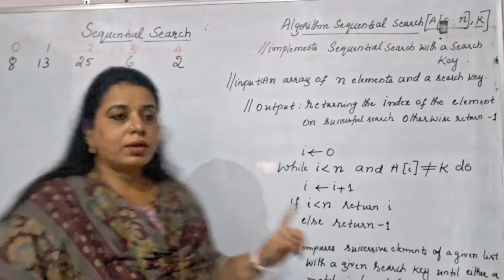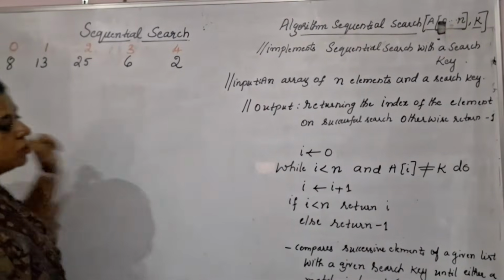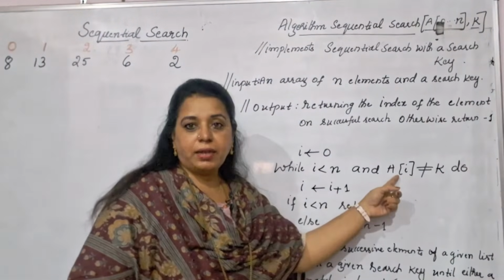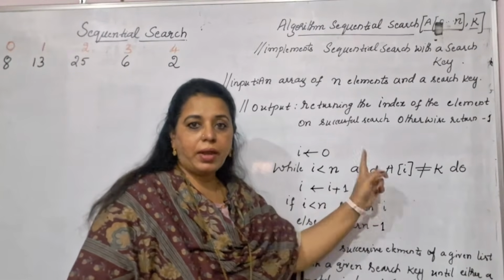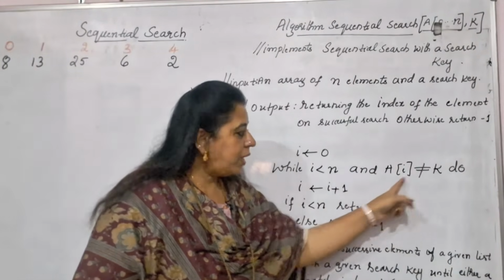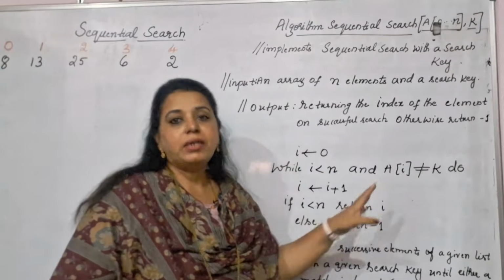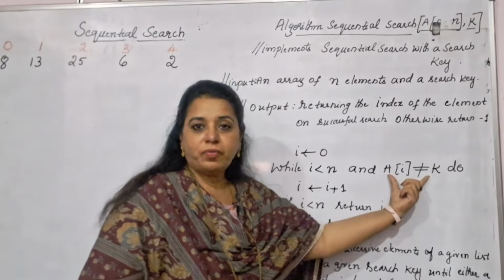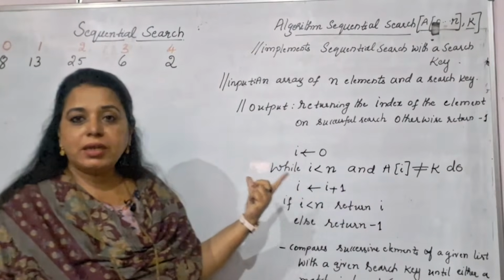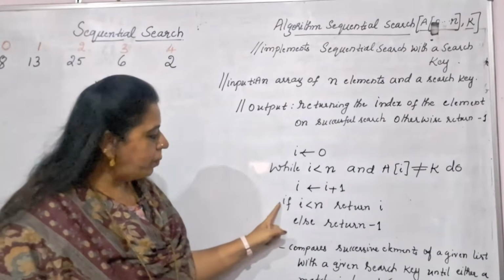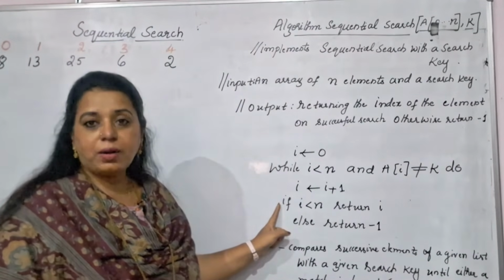A of i is what? The element 8, the first element present in the array, because i is 0. Whether 8 is not equal to k? No, it is equal to k. So this part of the while loop fails here. That means the while loop condition is false. It will come out of the loop and it will execute the statement that is present outside the loop.